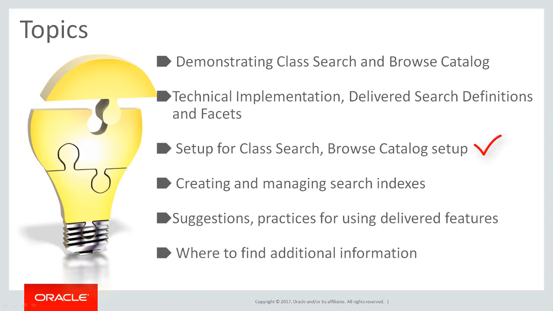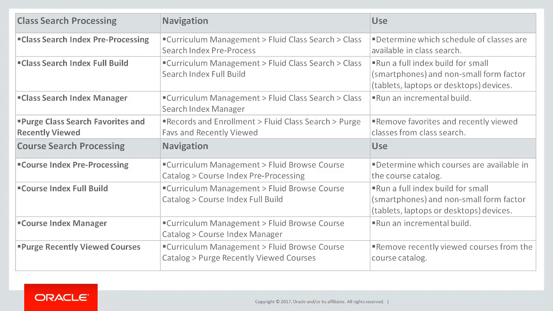Once you've completed the basic setup for class and course catalog search, you're ready to start deploying search results to users. We have delivered several utilities that give you the ability to do that. We recommend that you use these processes because they've been specifically designed to operate with Campus Solutions.